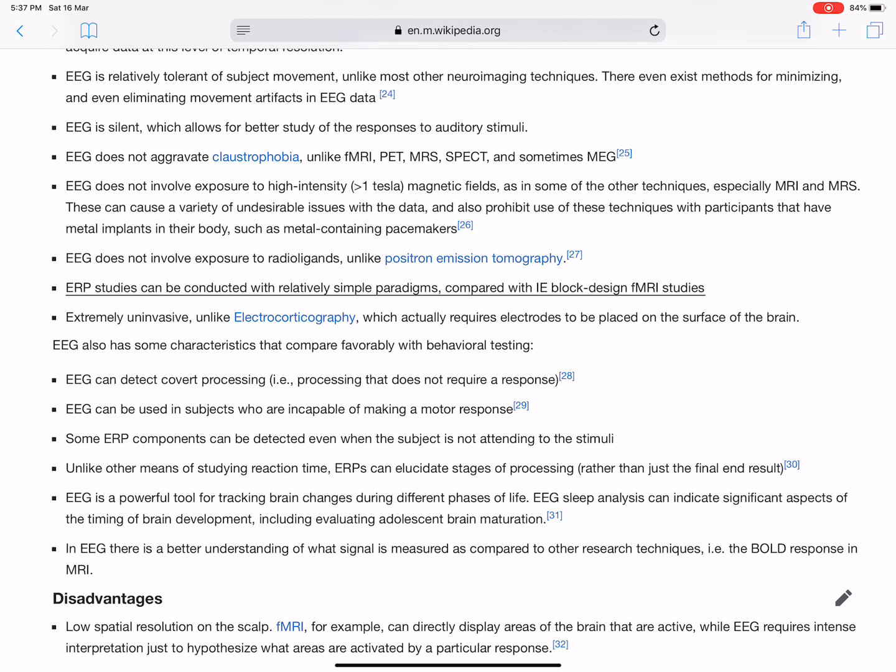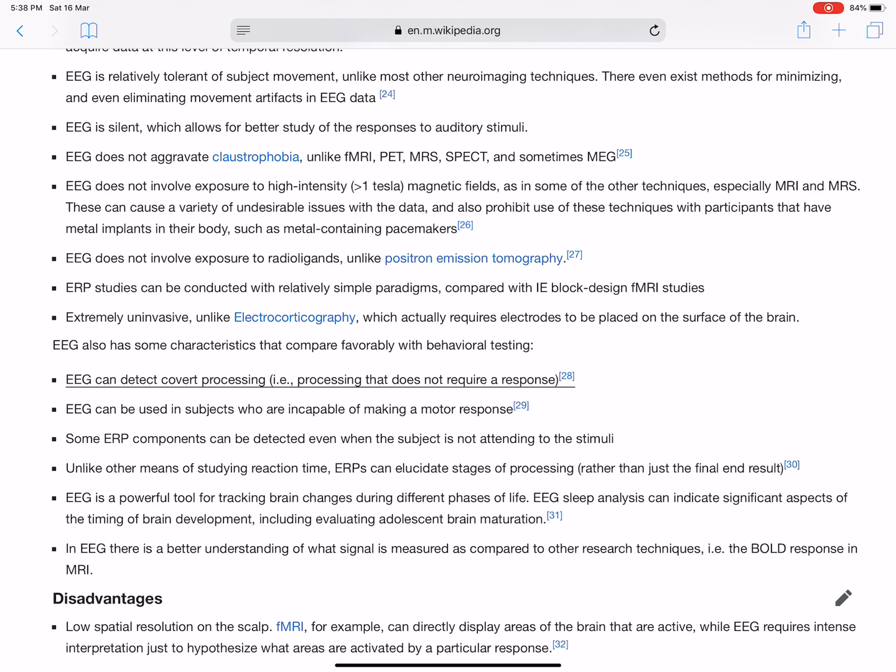ERP studies can be conducted with relatively simple paradigms, compared with, for example, block design fMRI studies. EEG is extremely non-invasive, unlike electrocorticography, which actually requires electrodes to be placed on the surface of the brain. EEG also has some characteristics that compare favorably with behavioral testing.